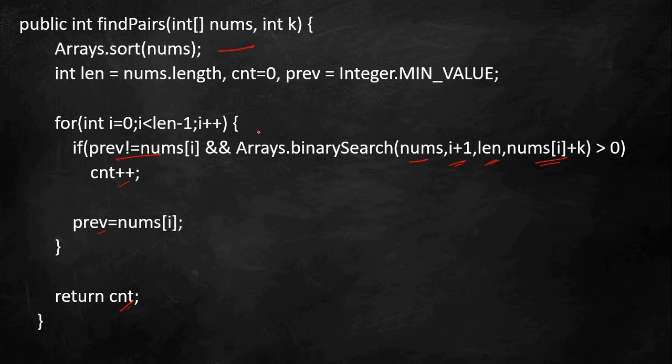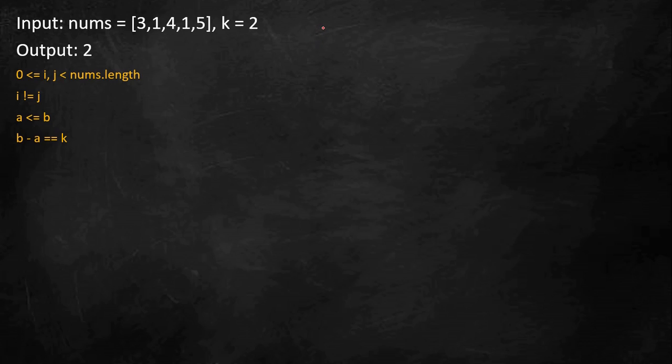Now, can we optimize this to O of n? Let's see how we can do that. Earlier, n log n was the time complexity, and it was caused mainly because of the sorting, right? So to optimize this, that means we should not be doing the sorting.